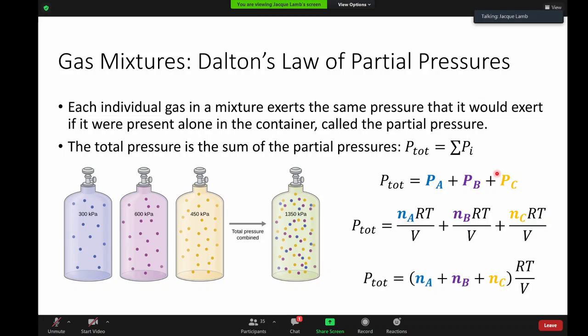And since we know that pressure is equal to nRT over V, that's the rearrangement of the ideal gas law, for each of these gases individually, we know that the total pressure is equal to the number of moles of A times RT over V, plus the number of moles of B times RT over V, plus the number of moles of C times RT over V. Or we can simplify that by saying that the total pressure is equal to the sum of the moles of each individual gas times RT over V. So Dalton's law simply says that the total pressure is equal to the sum of the partial pressures.